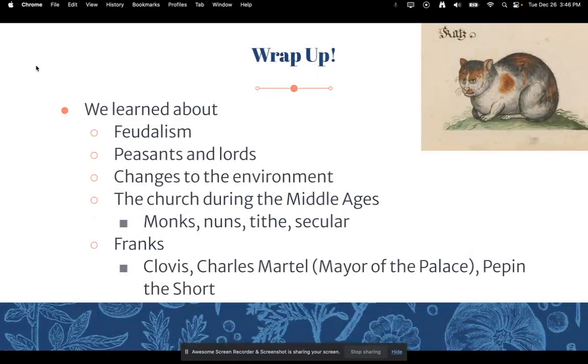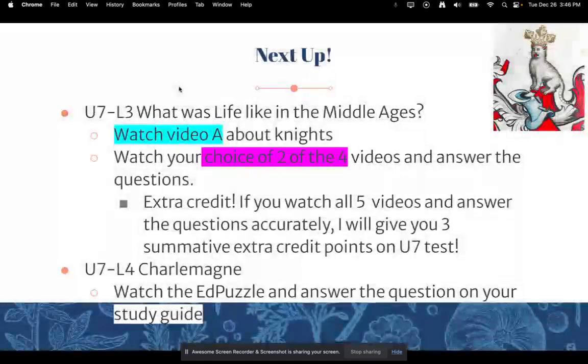So to wrap up today, we learned about feudalism, peasants and lords, changes to the environment, the church during the Middle Ages, monks, nuns, the secular. We also learned about the Franks like Clovis, Charles Martel, who was the mayor of the palace, Pepin the Short, the Carolingian dynasty. Next up, we're going to do U7-L3, what was life like in the Middle Ages?